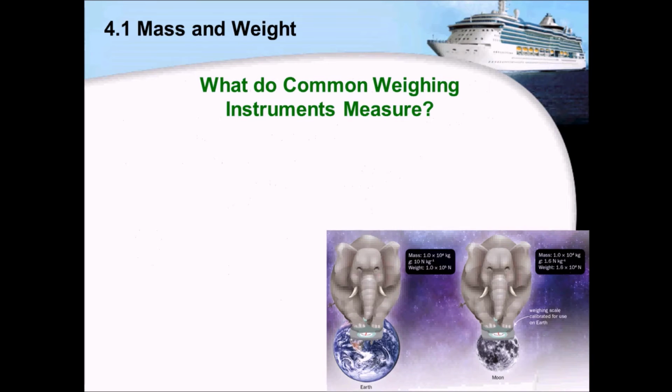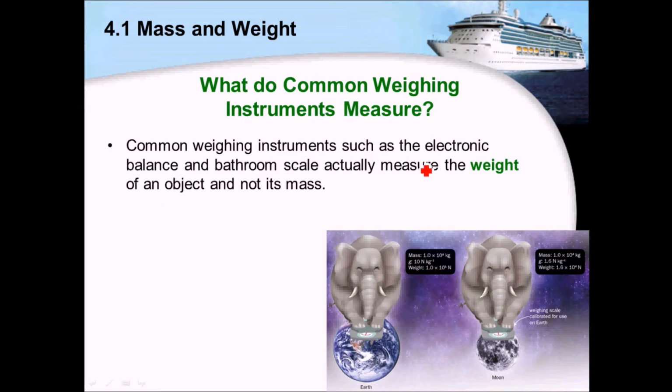So what are the common instruments used to measure mass and weight? For weight, the two common instruments are the electronic balance and the bathroom scale. I know in lower sec, some of the slides say that the electronic balance is for measuring mass, but I will explain why it is not. Both the electronic balance and bathroom scale are actually used to measure weight, and not mass.